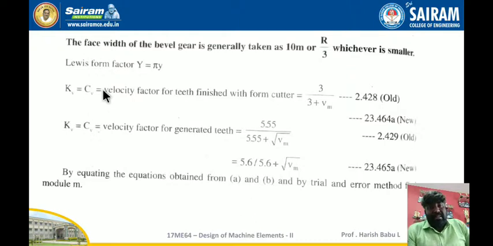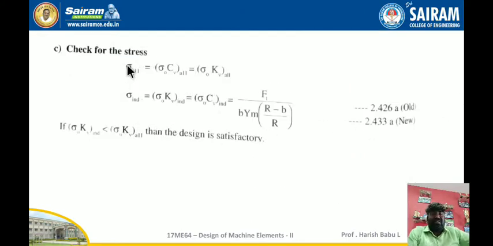KV or CV, that is the velocity factor, for teeth finished with a formed cutter is 3 by 3 plus Vm. For generated teeth, it is 5.55 divided by 5.55 plus root of Vm, or you can take 5.6 by 5.6 plus root of Vm. By equating the equation of tangential tooth load and the Lewis equation, I am going to calculate module M by the trial and error method. Then I am going to check the stresses, sigma allowable and sigma induced. Sigma induced should be less than sigma allowable, then the design will be the safer one.